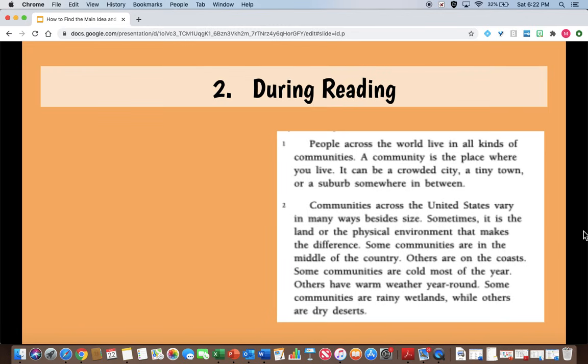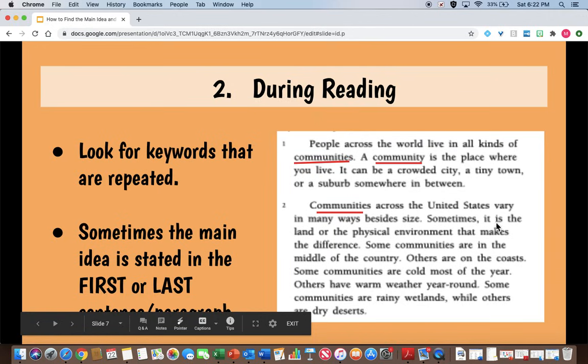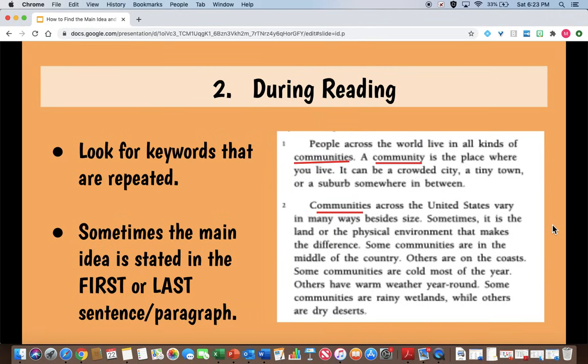And then during reading, so what happens during the reading? I'm going to be looking for key words that are repeated. So if I look at this, I see the word community or communities is being repeated multiple times. I didn't even underline all of them. There's more here and here. So again, I know during my reading that the main idea is focused around communities. And so I need to now dig a little bit deeper to say, what is the author trying to tell me about communities?